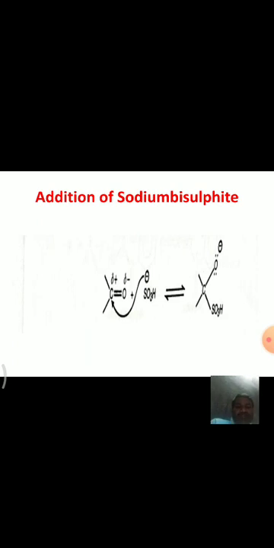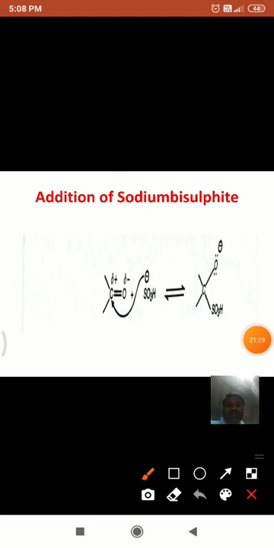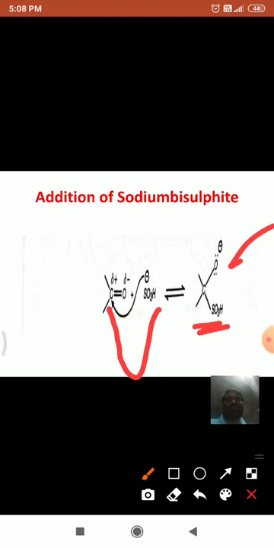See here, in the second step, the formed bisulfite ion attacks the carbonyl carbon, leading to the formation of an intermediate which has a negative charge on oxygen. That means the formed bisulfite anion attacks the carbon of the carbonyl group, and it forms an intermediate ion in which oxygen has a negative charge.